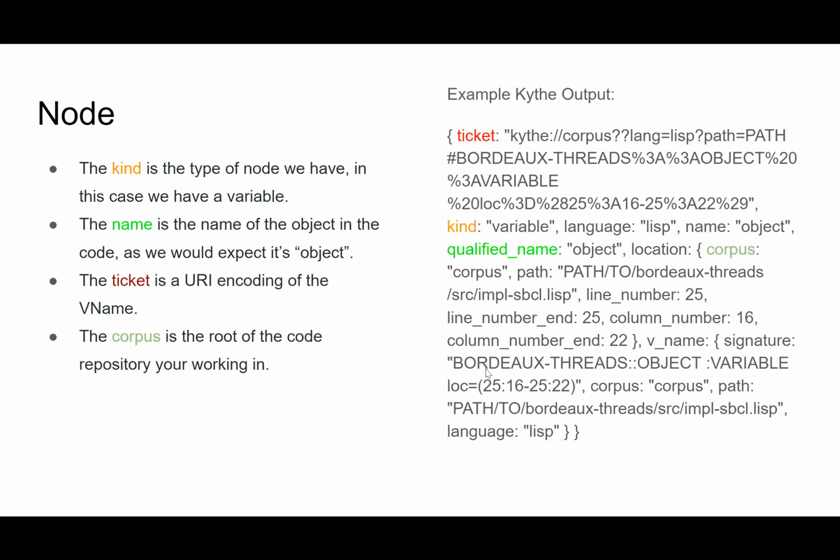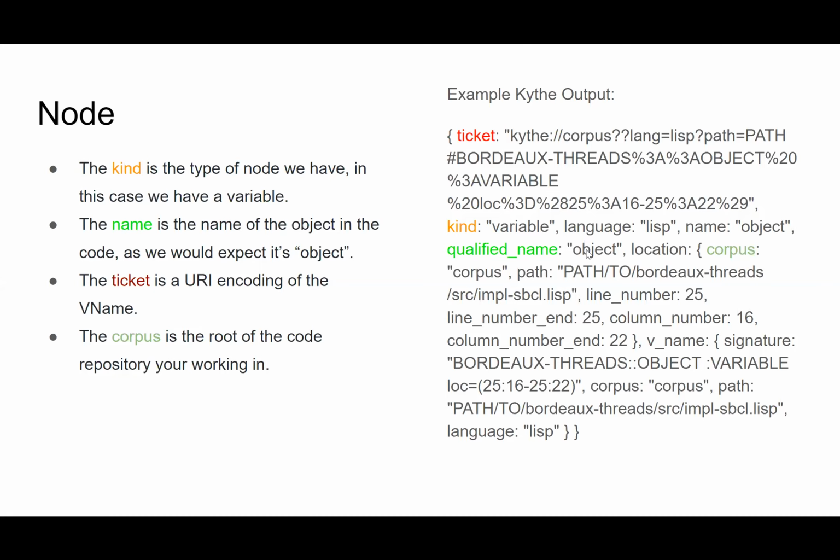For this, we will create a node. It has a ticket, which is just the URI encoding of the vname down here, which we will discuss on the next page. It has a kind. This is variable. So this node is talking about a variable node. You'll have another node for an anchor to say where in the code it is, but this is describing the variable object. It has a language, Lisp in our case, a name, namely object, and a qualified name, object.